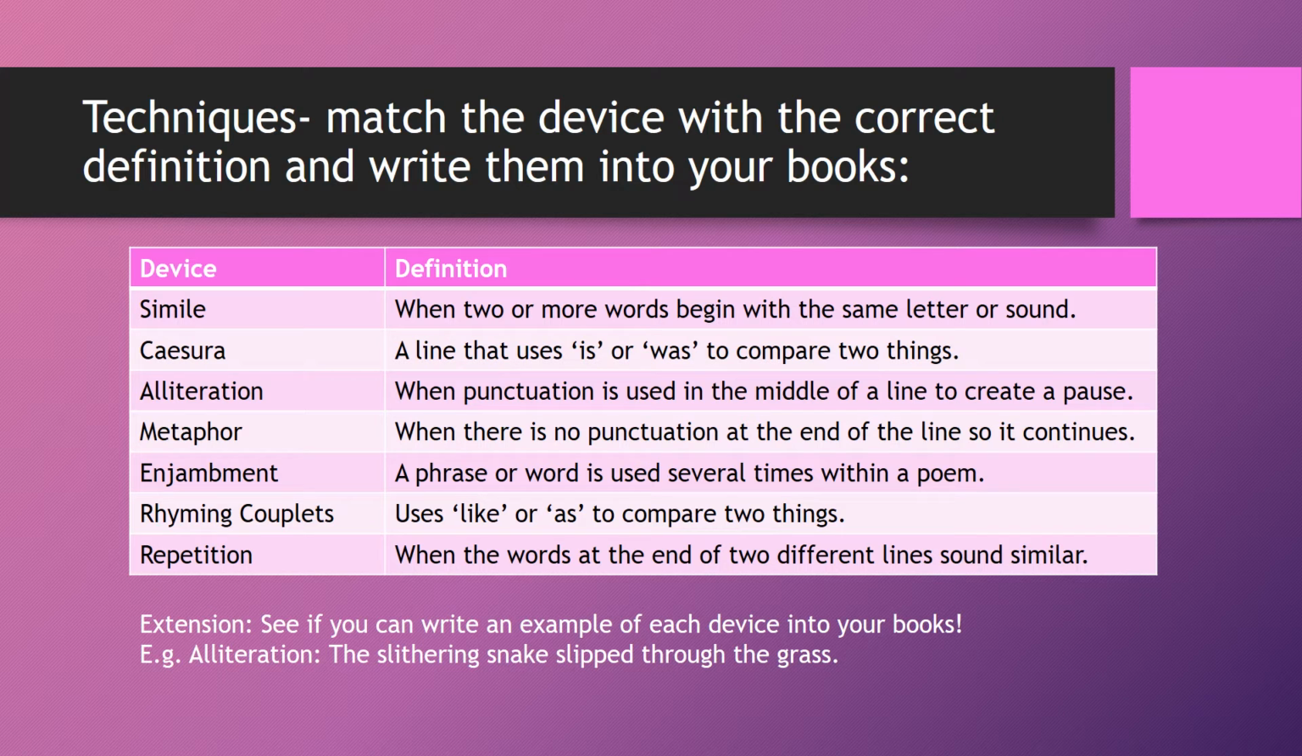There is a little extension at the bottom if you're feeling adventurous today. See if you can write an example of each device into your book. So I've chosen alliteration, and here is my example. The slithering snake slipped through the grass. So that's the repetition of the S sound.